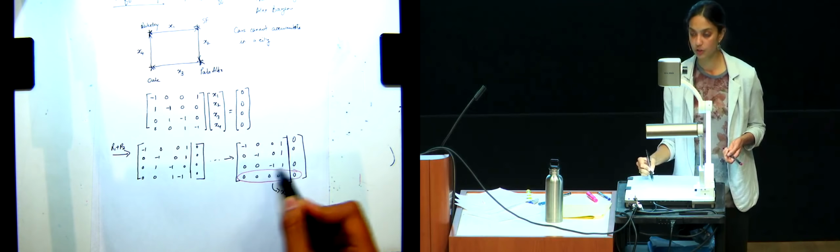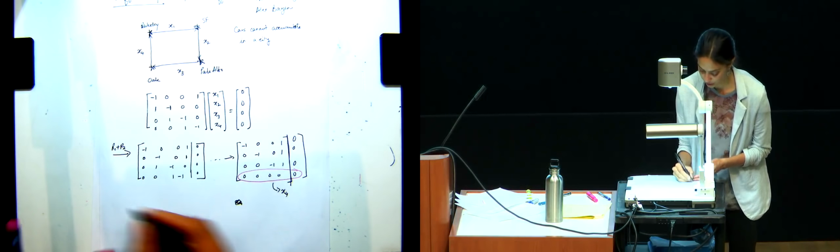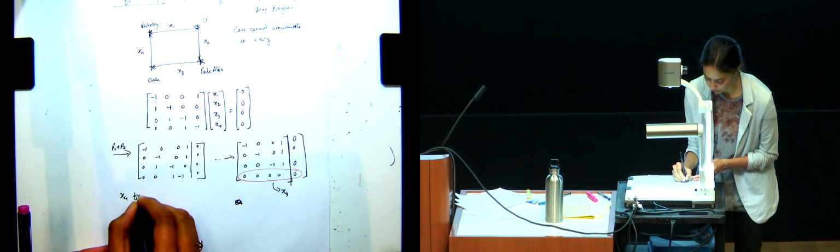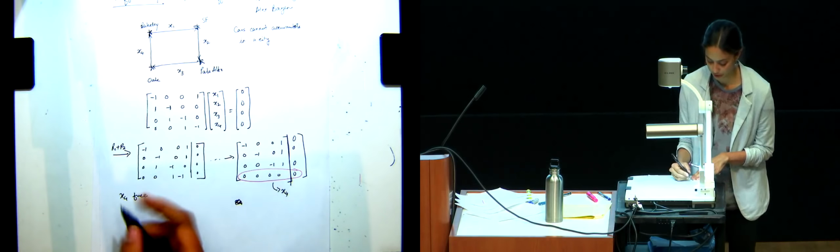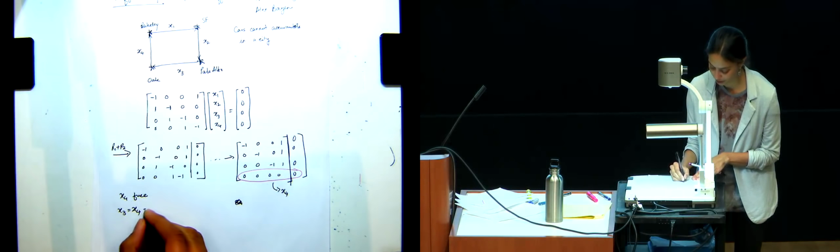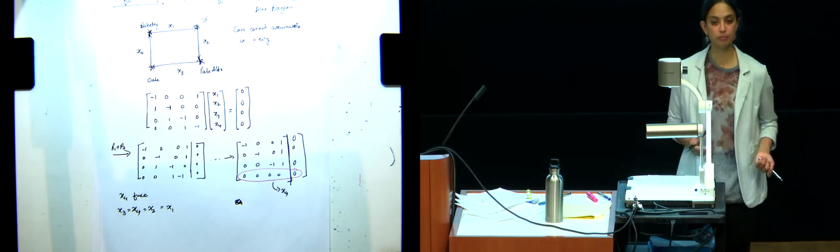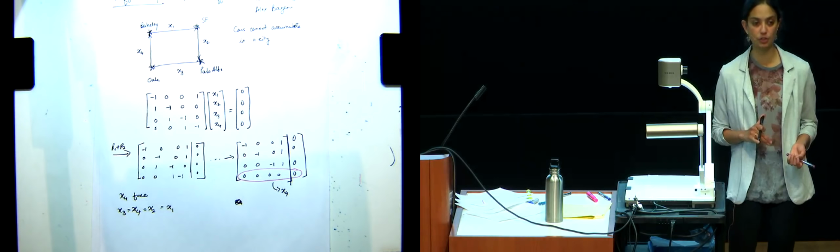And what do the equations actually tell you? They tell you that x4 is free. Let's say. And then x3 must be equal to x4. x2 must be equal to x4. And x1 must be equal to x4. Right? That's exactly what the system of equations is telling you.